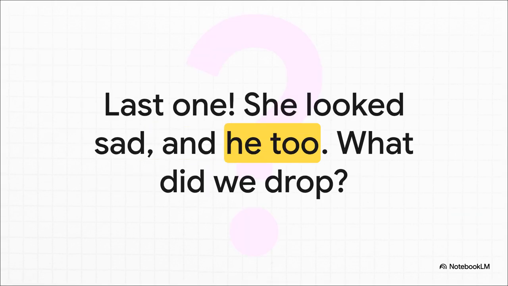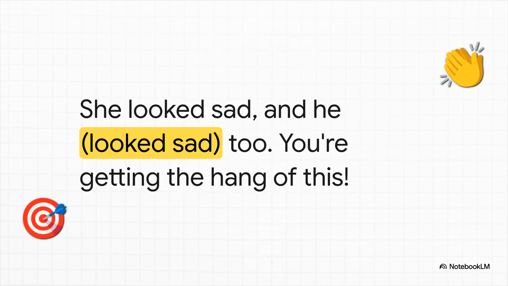All right, last one for this round. She looks sad, and he too. So what are the missing words that complete the thought in that second part? Looked sad. We just know it means he looked sad too. Fantastic! See? You're officially an ellipsis spotter. You're getting the hang of this.